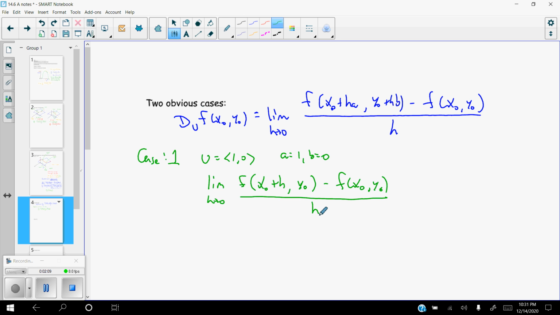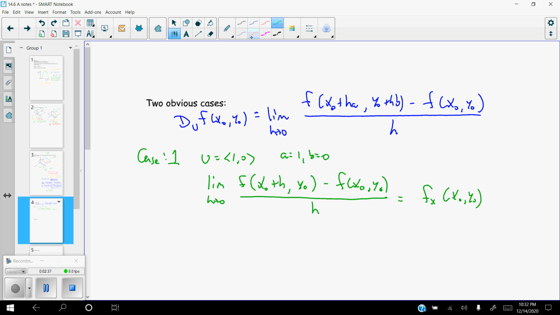And hopefully what you should see here is that the y naughts, or the y sub zeros, are constant. They're not changing. The only thing that's changing here is the x's. So what is this? This is really nothing more than the partial derivative with respect to x at x naught, y naught. And that should make sense. The unit vector is the vector 1, 0. That is a vector in the direction of the x-axis.